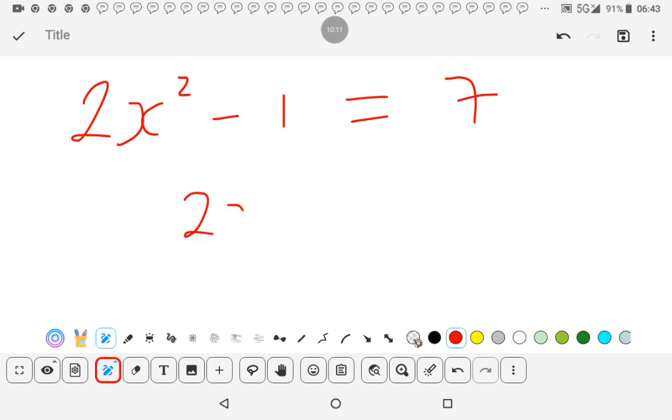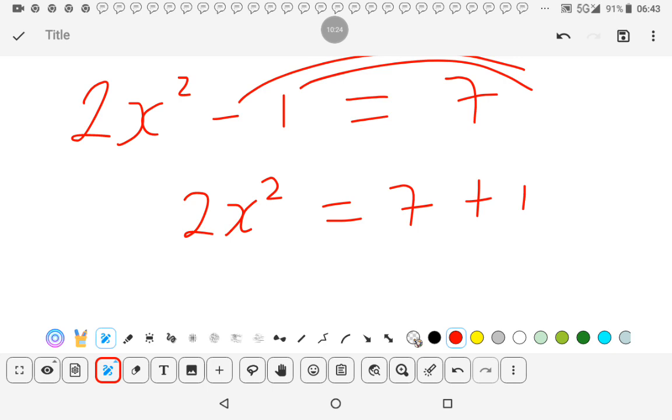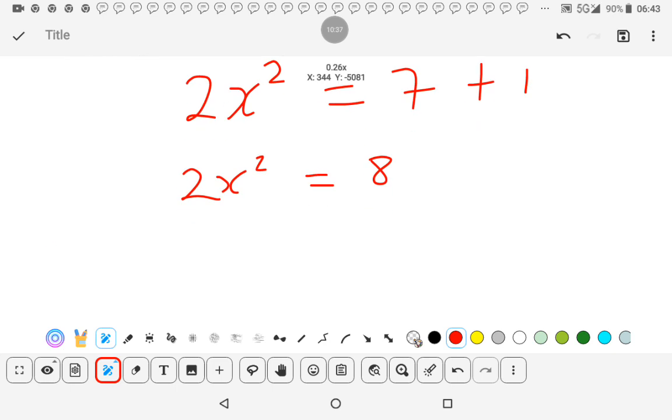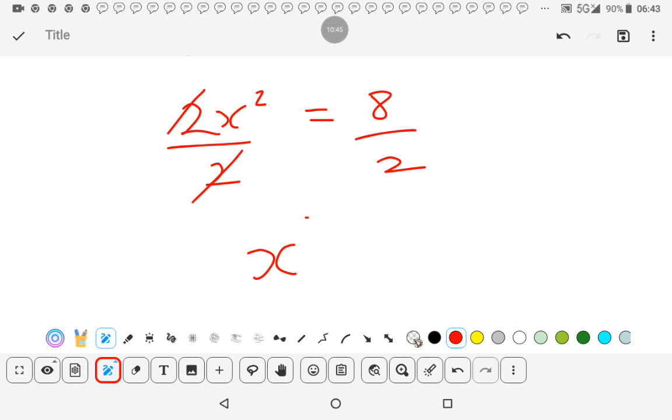You have 2x squared is equal to 7 plus 1. This is because here it was minus 1, and when you transpose it, the sign changes to plus. So that is why we have 7 plus 1, which gives you 2x squared is equal to 8. You are calculating for x, so you have to divide both sides by 2 so that x will be alone. If you divide both sides by 2, 2 cancels 2 here, and you have x squared is equal to 8 divided by 2, which gives you 4.